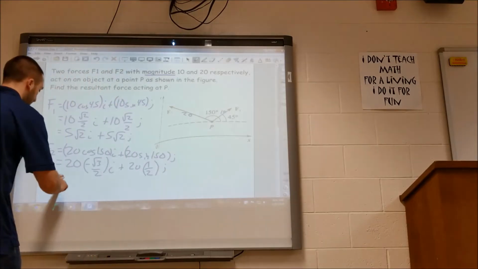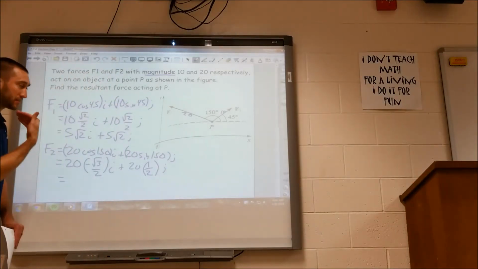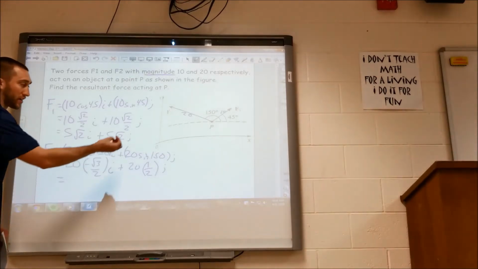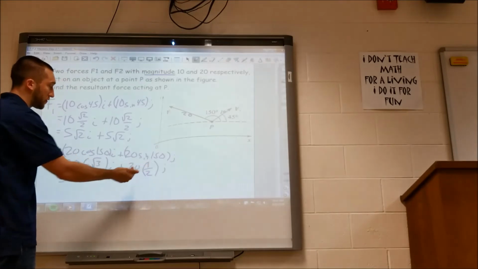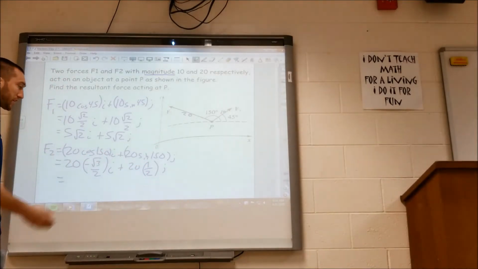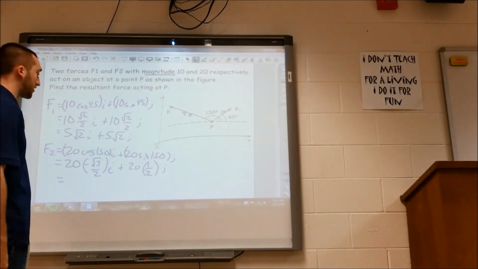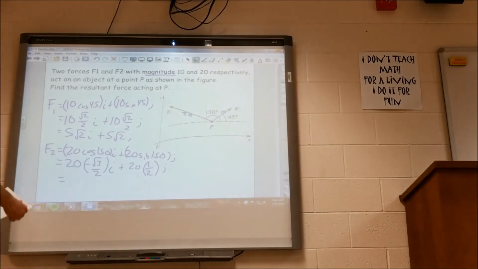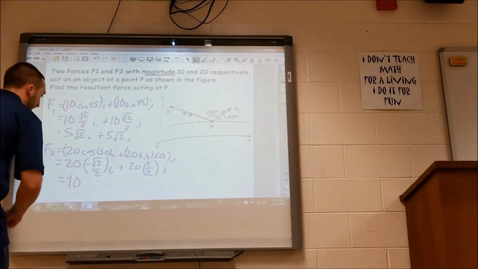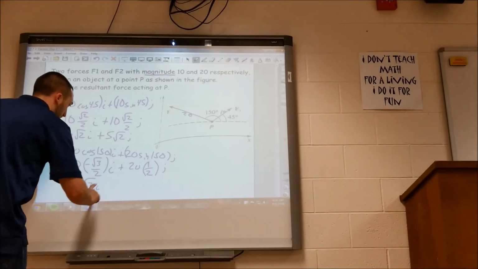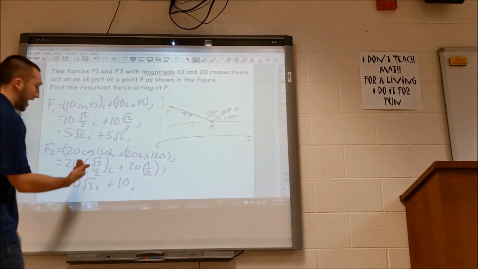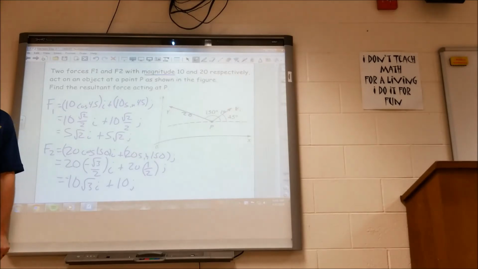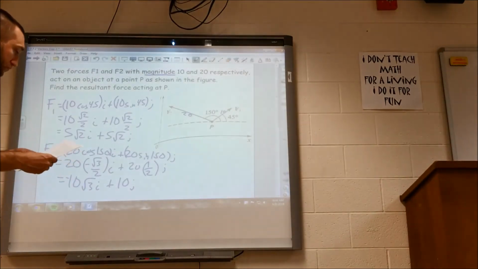So this is why I stress the unit circle over and over. It'll help you so much if you can just remember how to find sine 150 and cosine 150. It'll make your life a whole lot easier doing these magnitudes, these forces. So that gives us negative 10 radical 3 I plus just 10 J, the x and y components of that force F2.